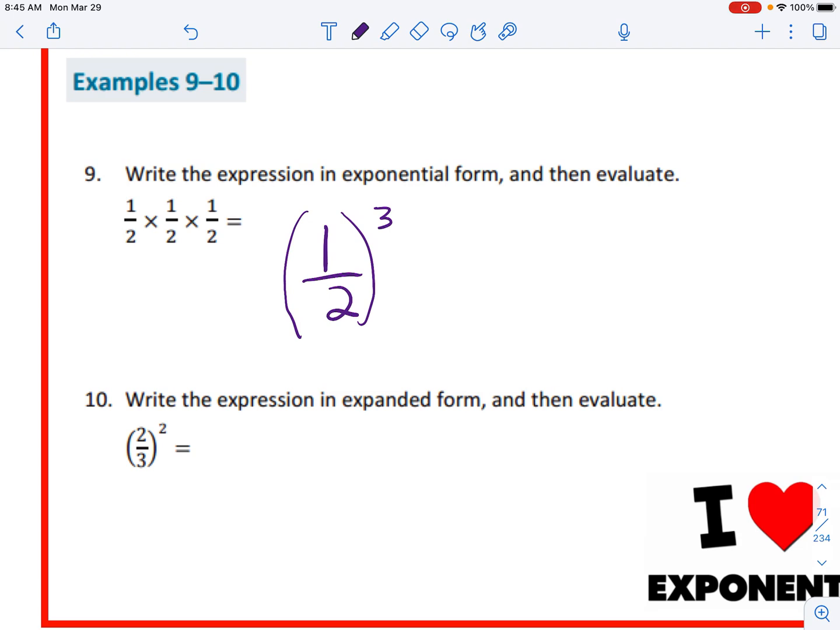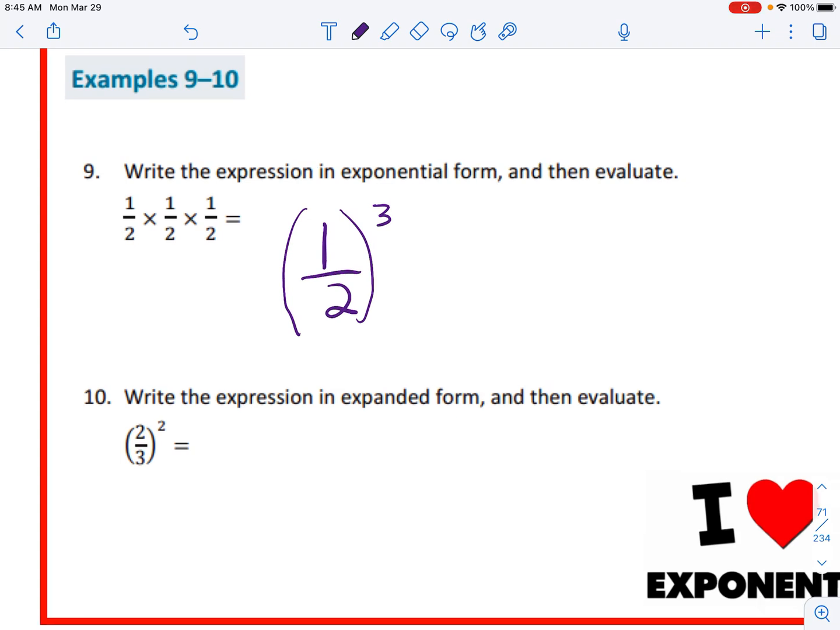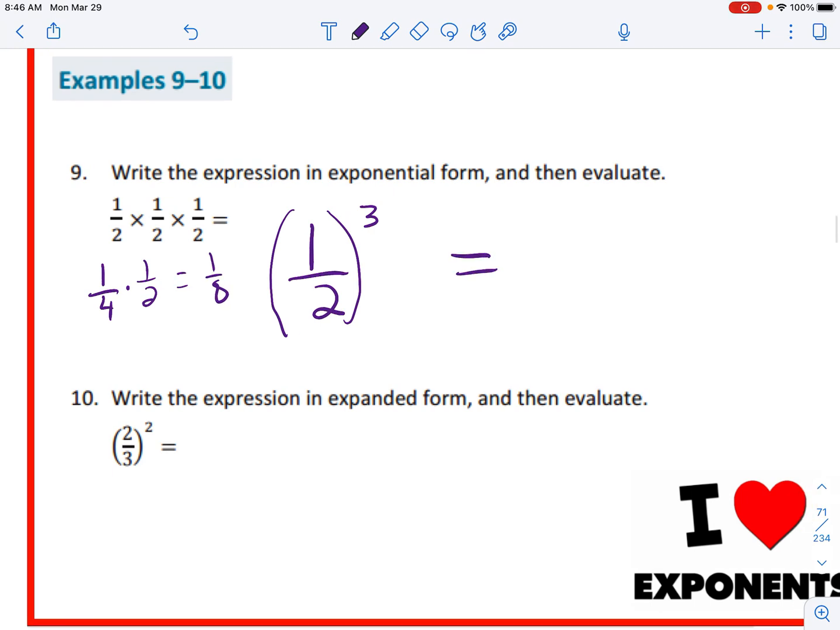So we can solve number 9. We have 1/2 times 1/2. We just multiply across, so this is 1/4. Then I'm going to multiply that by 1/2 one more time. That's going to equal 1/8. So 1/2 to the third power is also equal to 1/8. Okay, those are pretty easy. We can solve those pretty easily.